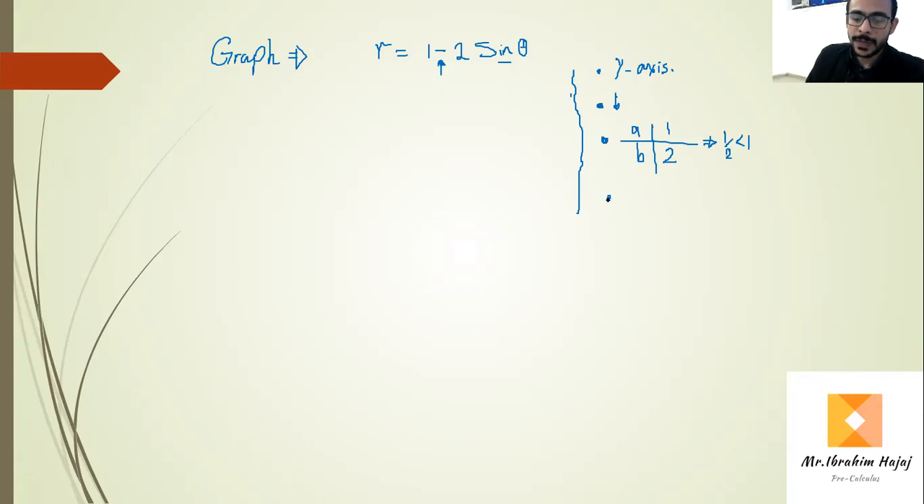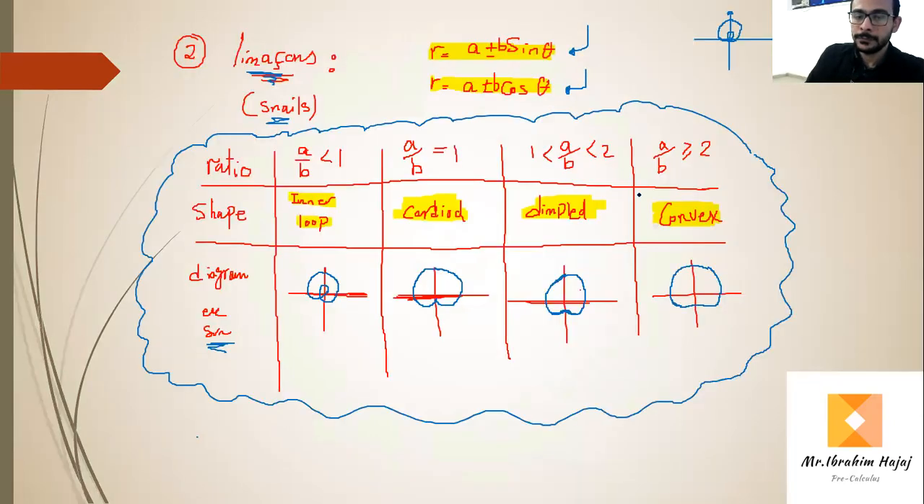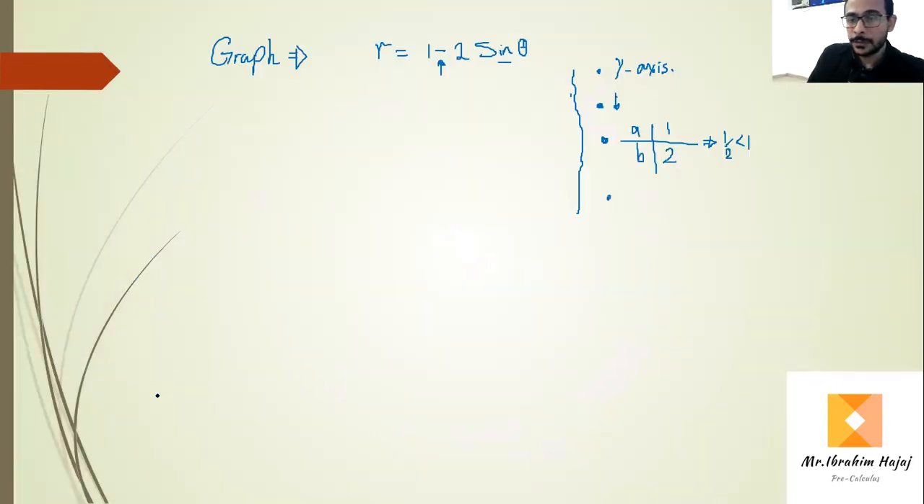So what's the shape now? When A over B is less than 1, it's the first case, which is the inner loop. So I'm going to write here that the diagram must come out as an inner loop. What else, guys? Pay attention, please. Where is A? It's here. Yes. A over B gives the shape.